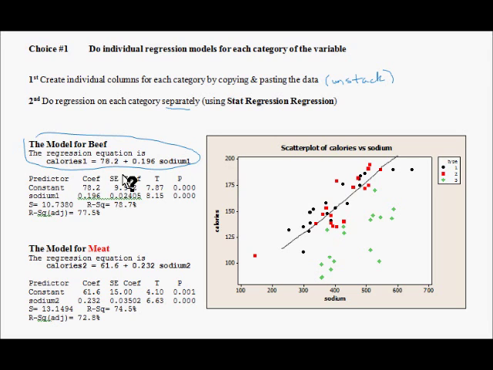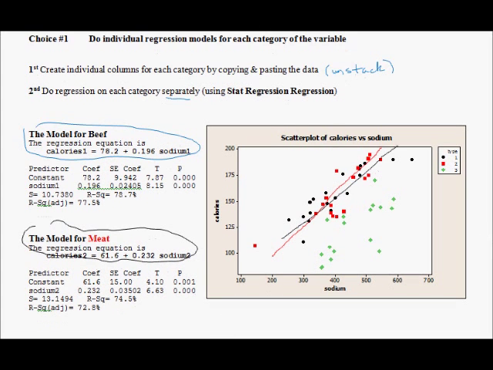So that is the model for beef. Then you have a model for meat, there's the model for meat, so that'd be a red line. So that's going to be similar. Notice it's very similar. The slope's slightly different, the intercept's slightly different. It looks like the slope is slightly more, so it's going to be something like that, similar. And then we have the last one, if I scroll down a bit further.